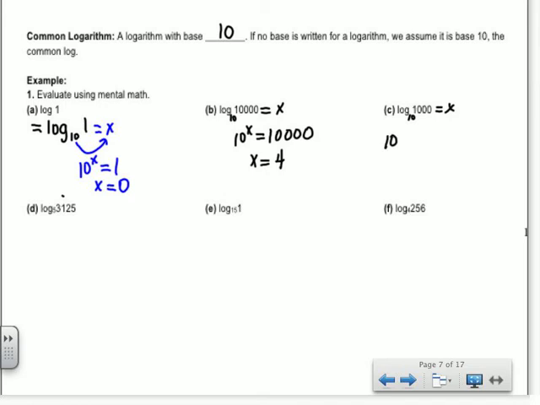So I have 10 to the x equals 1,000. I heard someone saying it's 3. It is 3. You're right. 3 is right. Okay, this next one. This is no longer 10.